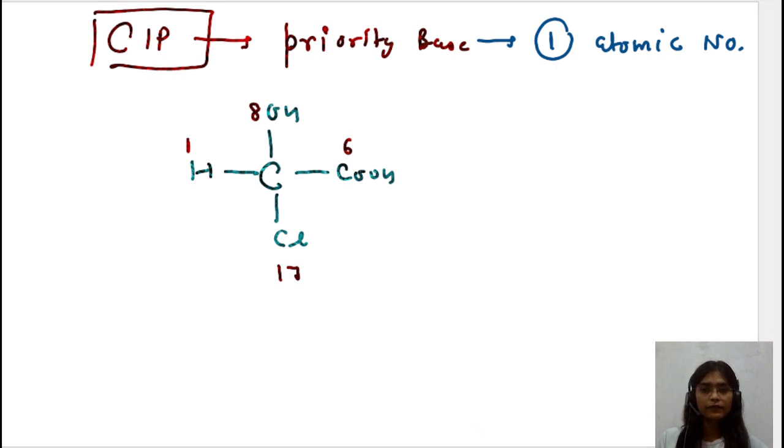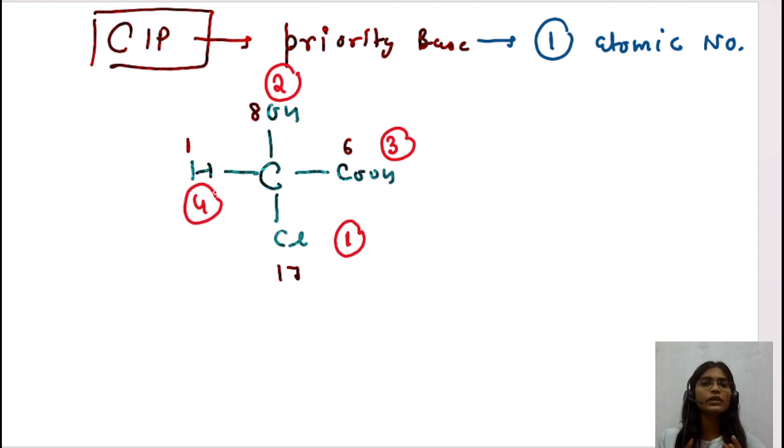Chlorine, yes, 17 is the atomic number. So the first priority is given to chlorine. Then the second priority is given to oxygen, the third priority is given to carbon, and the fourth priority is given to hydrogen. So this is the simple meaning of the priority rule: you have to give the priority based on the atomic number.